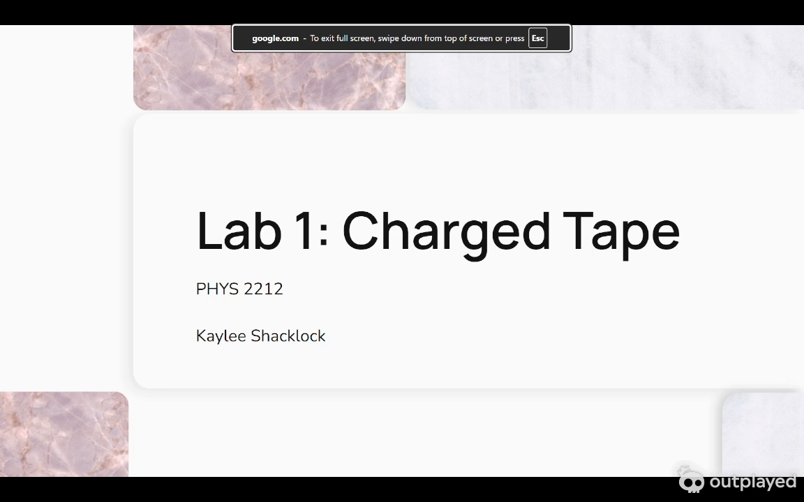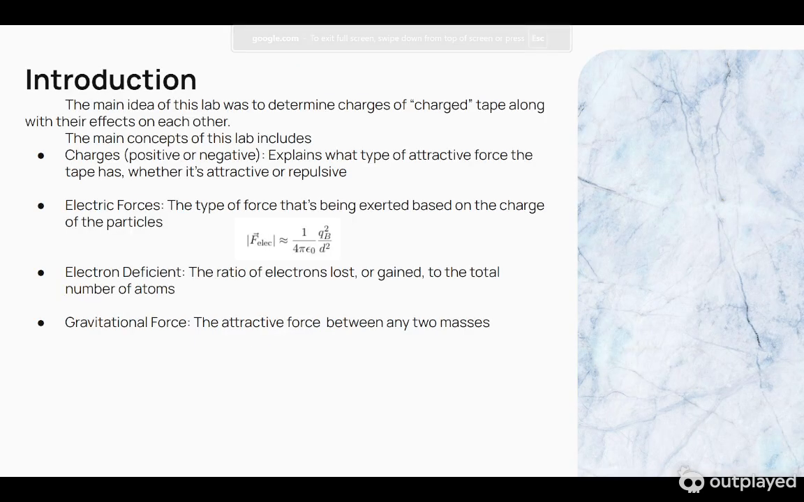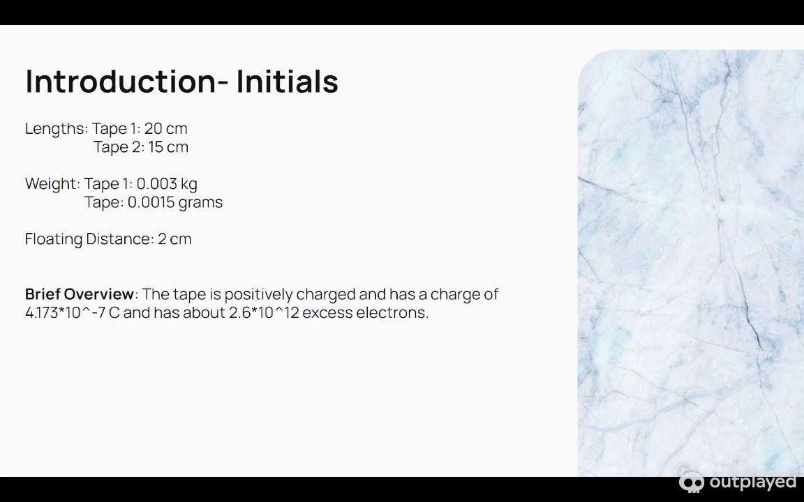This is Lab 1, Charge Tape. Introduction. The main idea of this lab was to determine charges of charge tape along with their effects on each other. Main concepts include charges, positive or negative, which explains the type of attractive force a tape has, electric forces, which is the type of force being exerted based on the charge of the particles, with the following given equation, electron deficit, the ratio of electrons lost and gained, or the total number of atoms, along with gravitational force, which is the attractive force between any two masses.